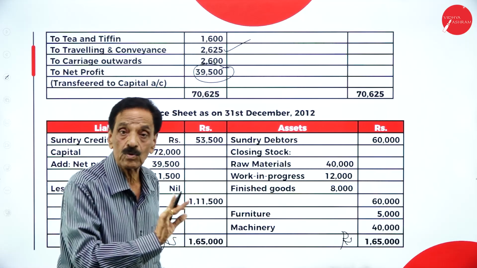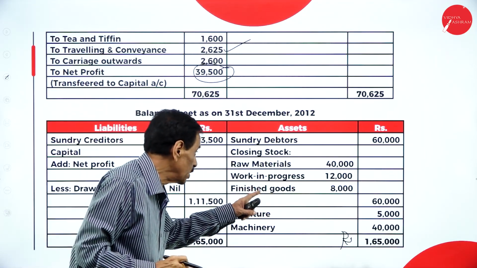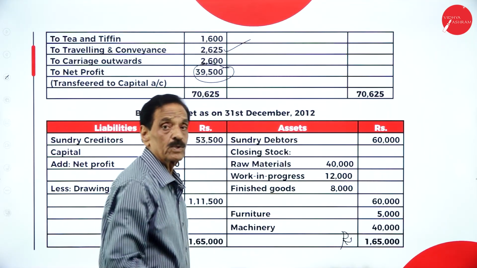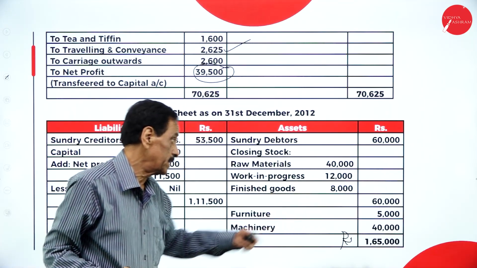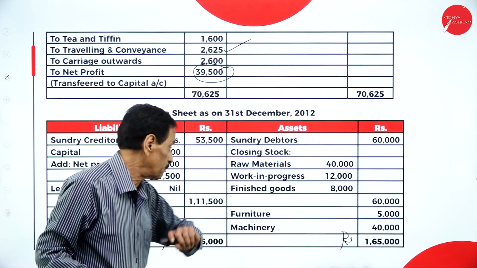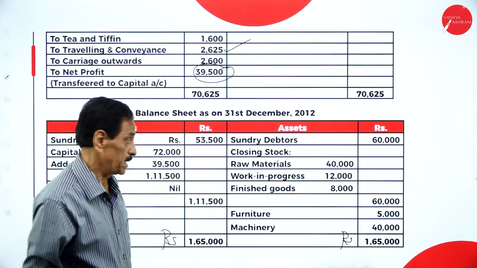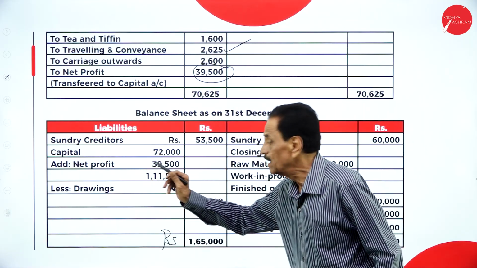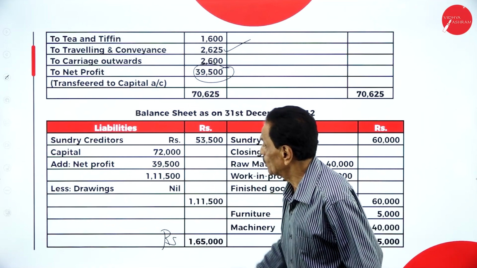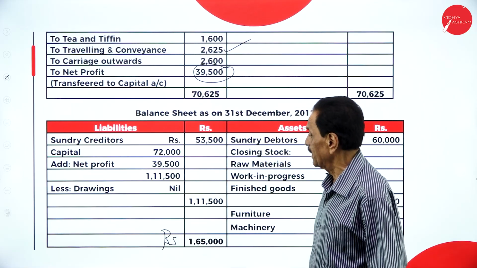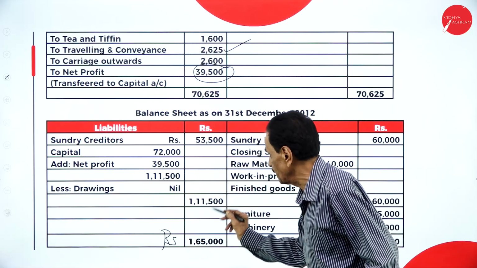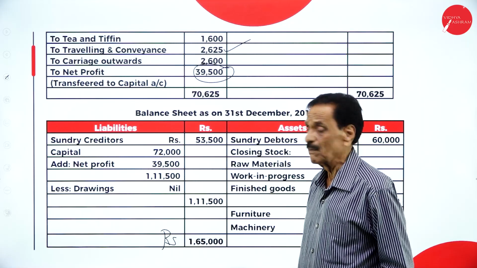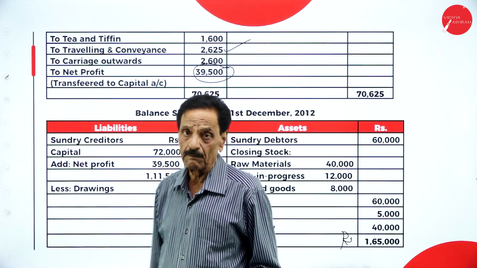Debtor 60,000. No RBD is there. Closing stock of raw material 40,000. Work in progress 12,000. Finished goods 8,000. Furniture no depreciation. Machinery no depreciation. Then creditor 53,500. Capital 72,000. Net profit 39,500. It became 1,11,500. Add the figure, it becomes 1,65,000. Very simple. It will be asked for 10 marks.